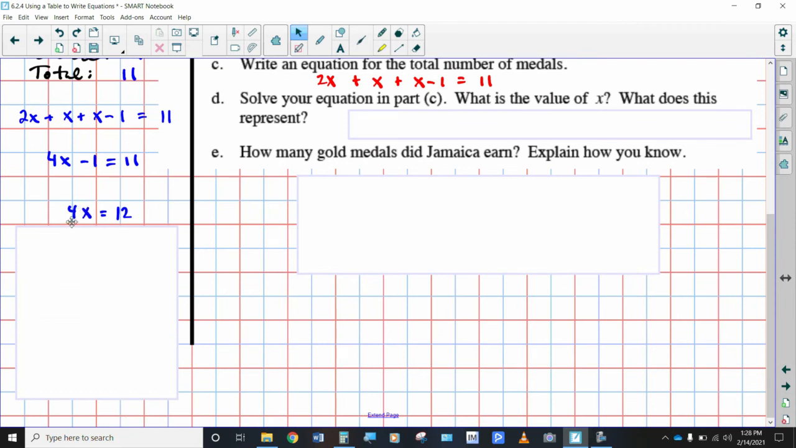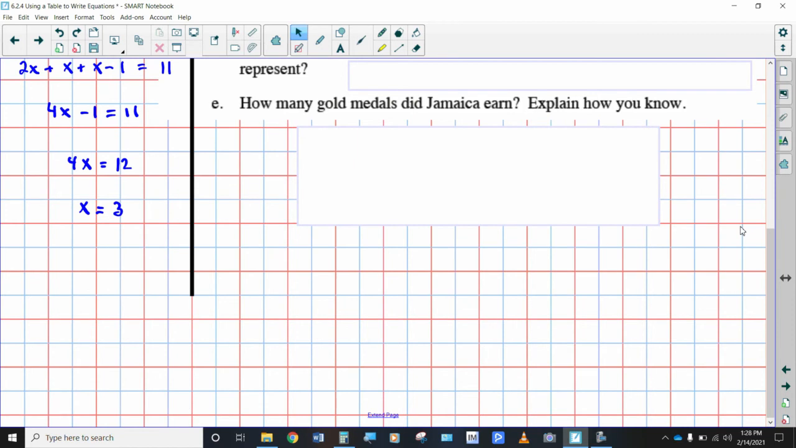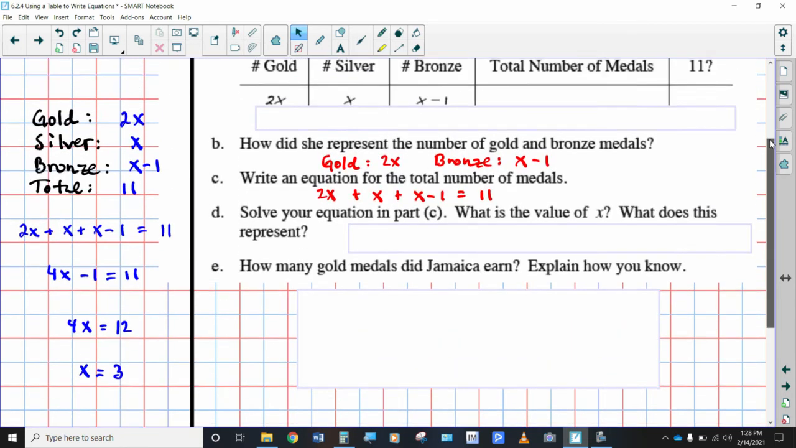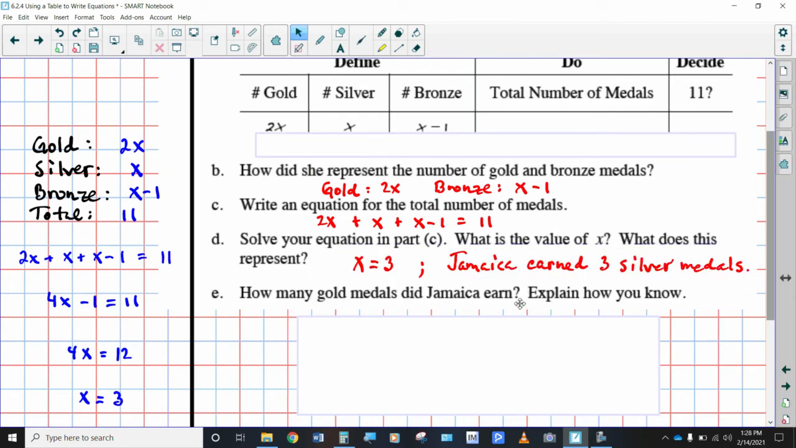And now we have to figure out what x is equal to. What do you multiply times 4 to give you 12 for an answer? Well, 12 divided by 4 is 3. That means x has to be equal to 3. So what is the value for x? X is 3, and what does this represent? It means that Jamaica must have earned 3 silver medals in these Olympics.